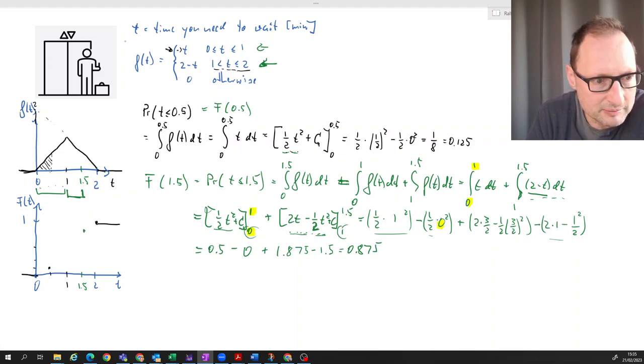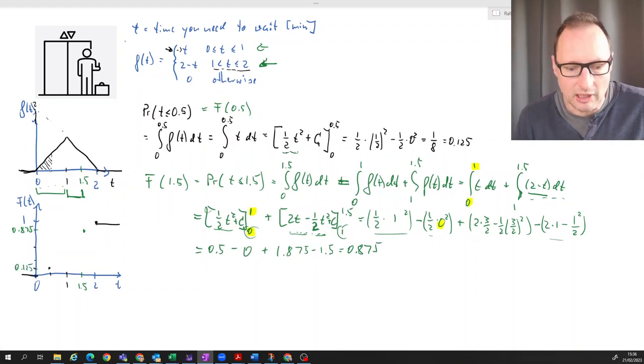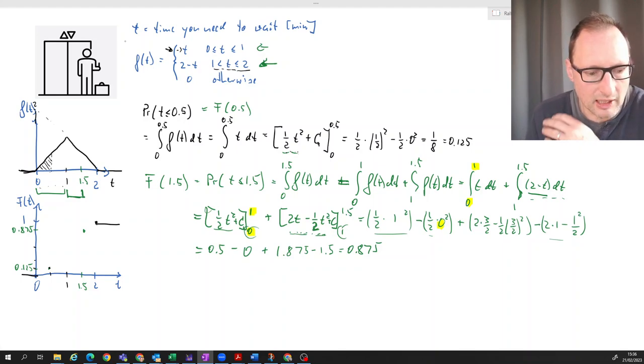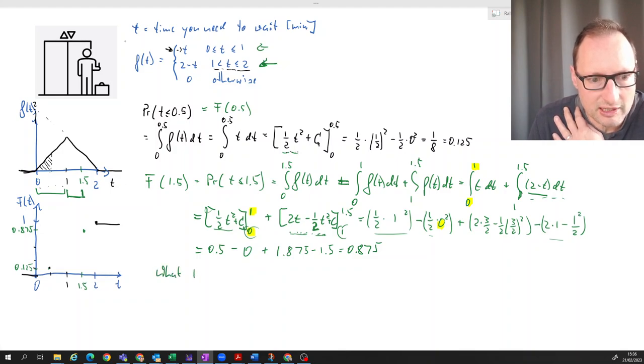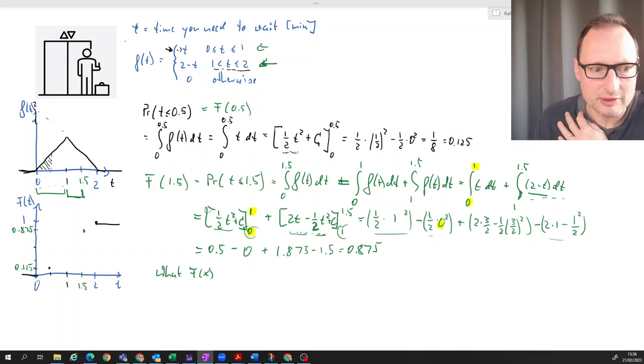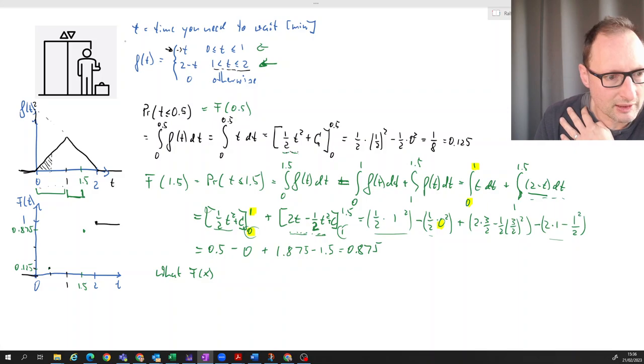So that's somewhere here, 0.875, and that one here was 0.125. And lastly, I'm asking you, what is the formal, you know, what is the actual function, the CDF? Now, we sort of know it already, but there's a little detail that we need to fix. Okay, we know that the CDF is basically the integral of this PDF.